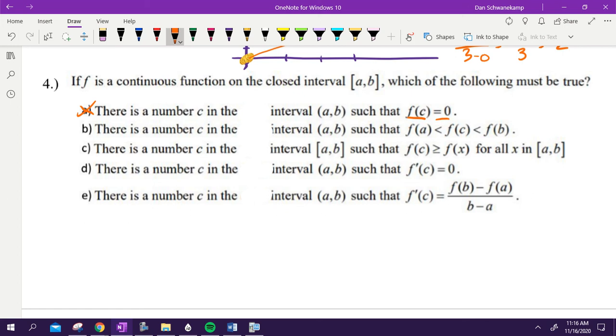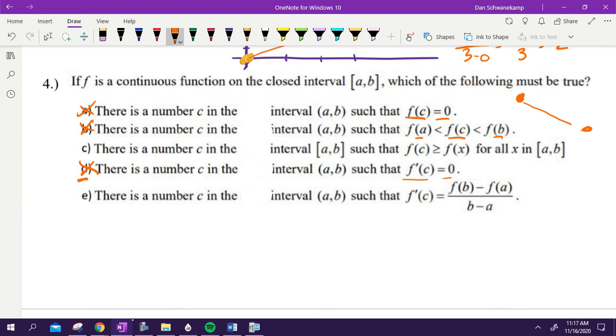Letter B says there's some number where the Y value at A is less than the Y value at B. That's weird. But in other words, they're saying that the Y value is getting smaller each time. It doesn't say that. What would it have to say for that to be true? Decreasing. It didn't say anything about decreasing, so B doesn't work. Letter D says there is some place where the derivative is 0. Did it tell me it was differentiable? So I definitely can't answer anything. If it doesn't tell me differentiable, then anything with a derivative in it isn't going to work.